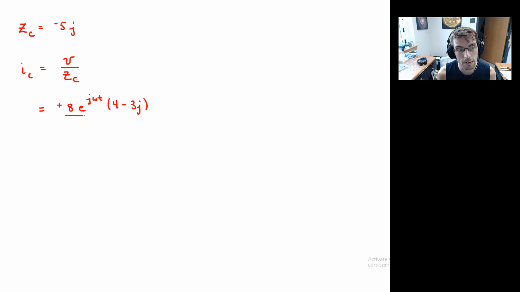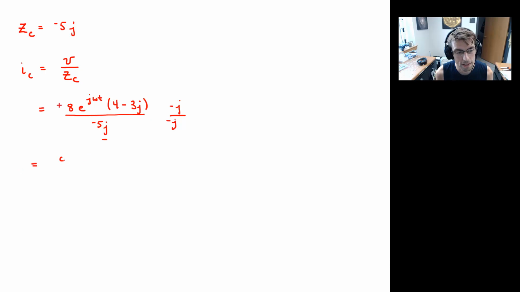And now I'll have to divide that all by negative 5j. And hopefully now you see what happens. The presence of this j in the denominator means that it's going to change the real and imaginary components in the numerator. In fact, if we want to move the j up to the top, let's just multiply both numerator and denominator by negative j. So now we're home free.